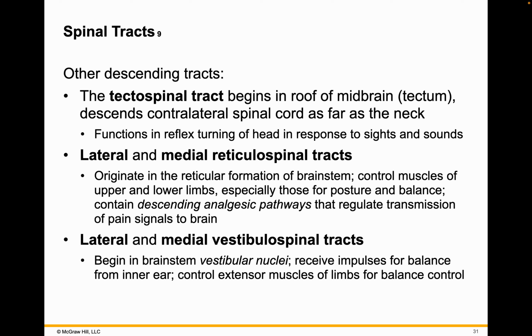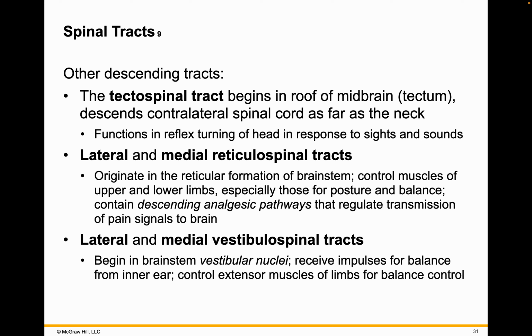The lateral and medial reticulospinal tracts originate in the reticular formation of the brainstem. They control muscles of upper and lower limbs, especially those of posture and balance. They contain the descending analgesic pathways that regulate transmission of pain signals to the brain.